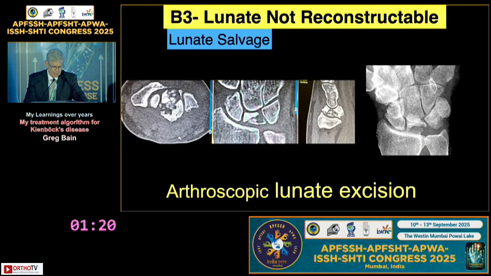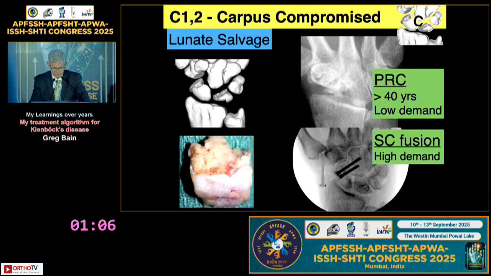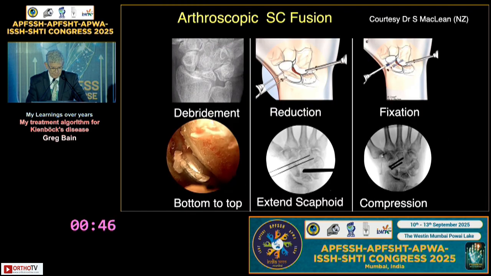Once the lunate is unreconstructable, then we need to look at other options. An excision of the proximal aspect of the lunate we've found to be successful, although there is some ulnar translocation of the carpus, but I think this is a good minimally invasive technique. Once the lunate wrist becomes compromised, and now the lunate's really not reconstructable, then I think there is a role for a proximal row carpectomy, particularly in the older patients of lower demand, or a scaphocapitate fusion in the younger patient to enable there to be better stability.